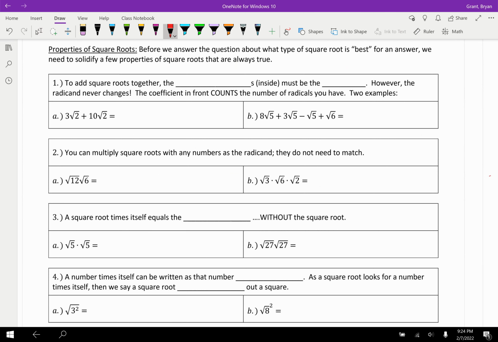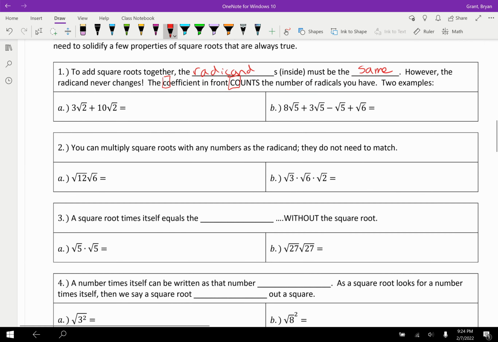So let's start easy. Number 1, to add square roots together, the radicands, oops, I started to put an extra S there, must be the same. However, the radicand never changes. The coefficient, remember the coefficient is the number in front that counts the number of radicals you have. So, 2 examples. We have 3 of these square roots of 2, and we are gaining 10 more of these square roots of 2. So the question this is asking us then is how many square roots of 2 do we have? Well, if you have 3 plus 10 more, that means you have 13 square roots of 2.